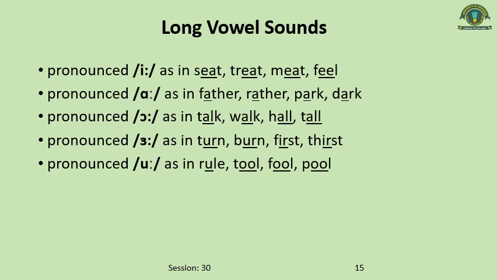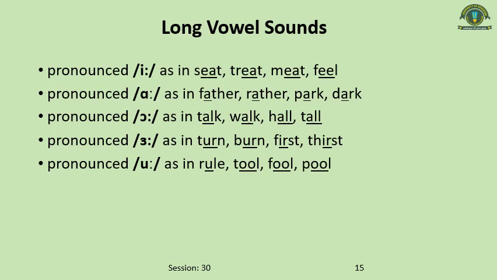The next is A: father, rather, park, dark. The third one is O: talk, walk, whole, tall. Please don't pronounce these words as hal and tal. They are pronounced as whole and tall. The long vowel sound O is used in them.